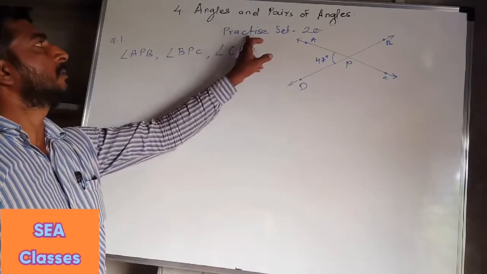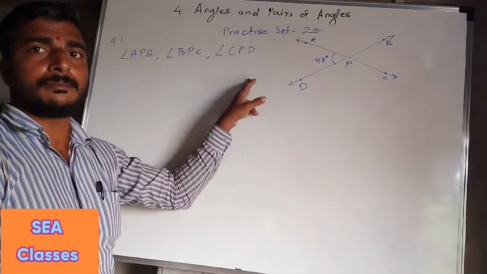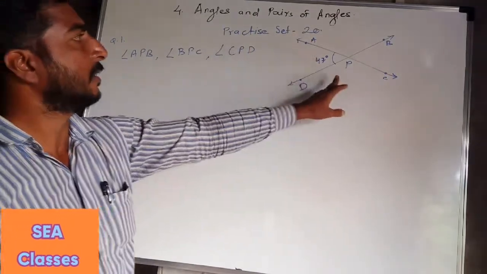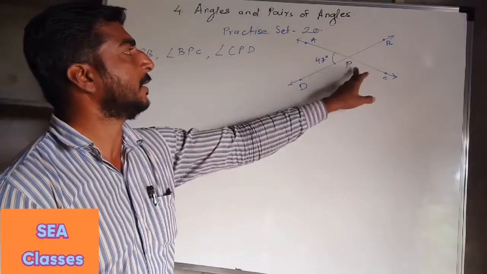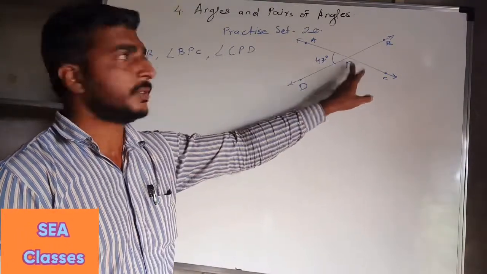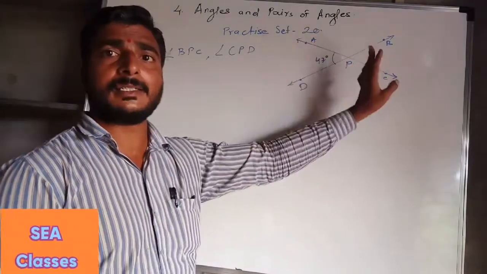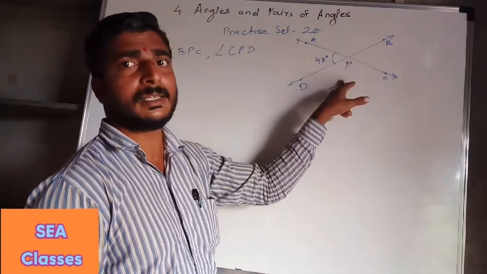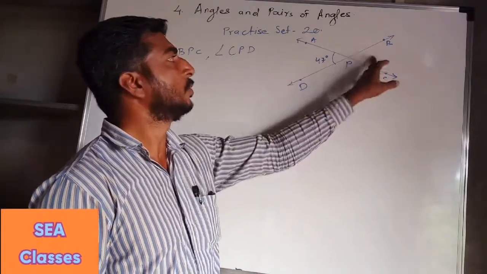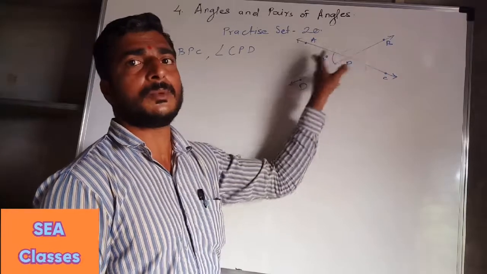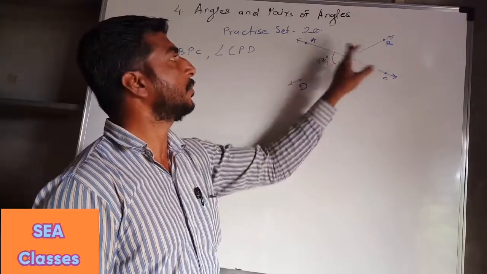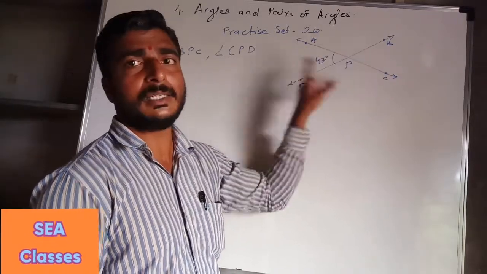So here we will learn practice set 20, question number 1. In this figure there are two lines intersecting at point P. So here definitely you know when two lines intersect each other, four angles are formed, and out of those four angles, two pairs are vertically opposite angles. So these two are opposite angles and these two are also opposite angles.